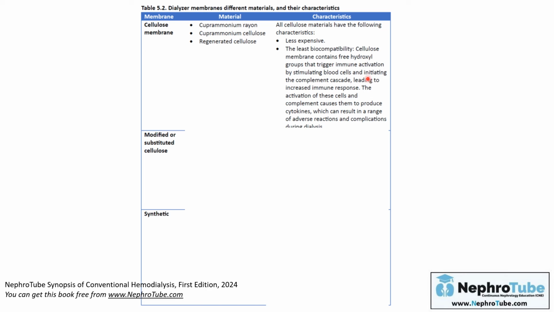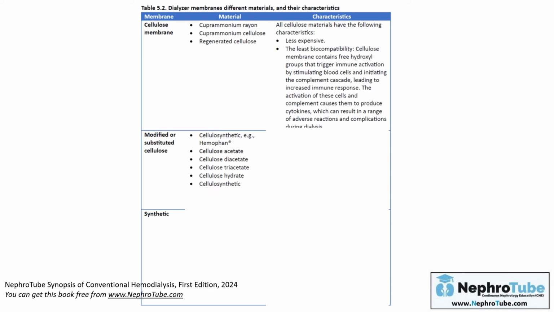They have low biocompatibility because cellulose membrane contains a free hydroxyl group, and this free hydroxyl group activates the immune system, complement and cytokines, which may cause adverse reactions and complications during the dialysis session. That's why they tried to invent the modified or substituted cellulose.